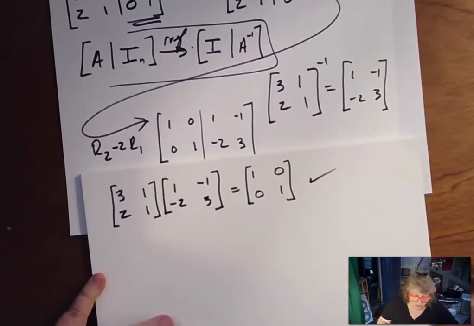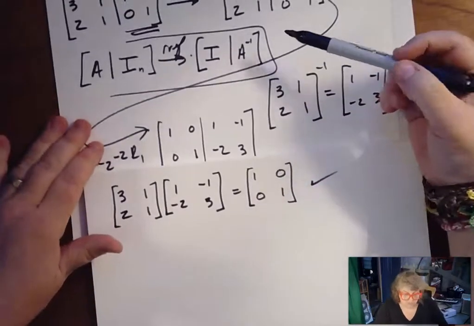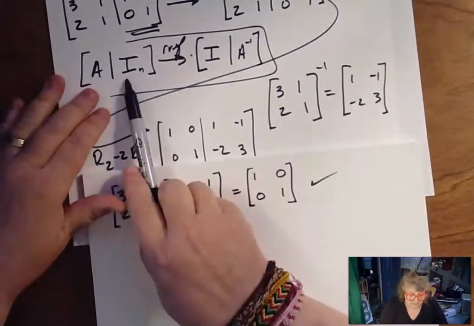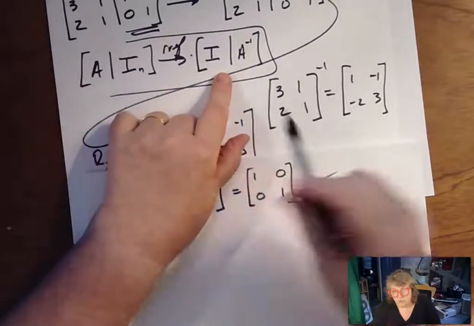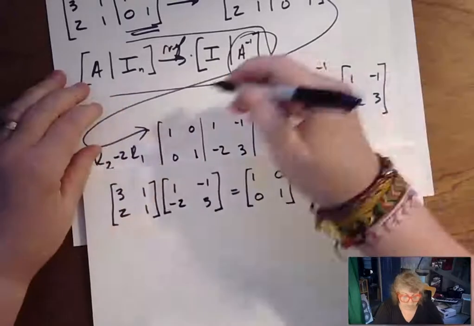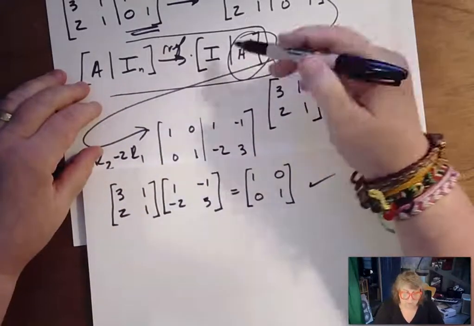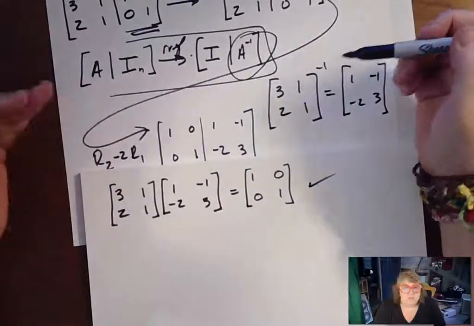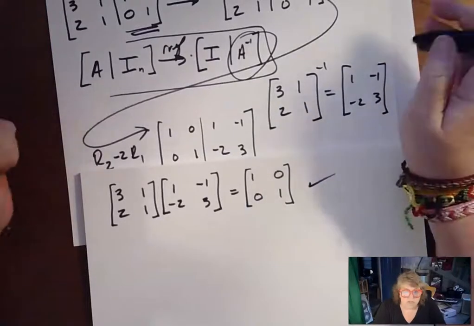So in general, if we want to find the inverse of a matrix, we put the identity next to it and then put it in row reduced echelon form, and the inverse will end up over here. If we can't put it in row reduced echelon form, if we don't have enough pivots, then that means that your matrix wasn't invertible. And that's how you find the inverse of a matrix.